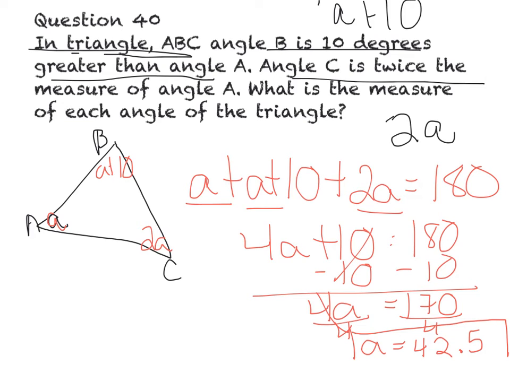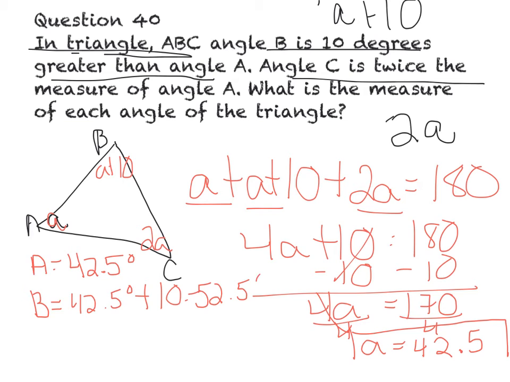So now I have to go over here and write these out. If A is going to be 42.5 degrees, or half, or 5/10, okay, then I have to do B is going to be 42.5 degrees plus the 10, which is going to give me 52.5. And then C is 2 times the 42.5, which will give me 85 exactly degrees.